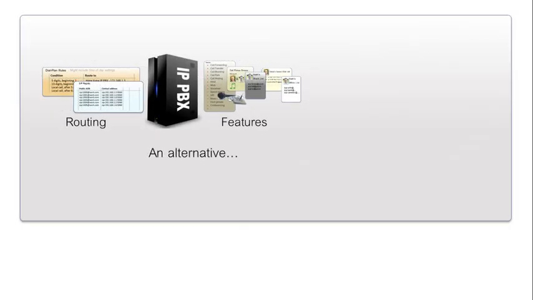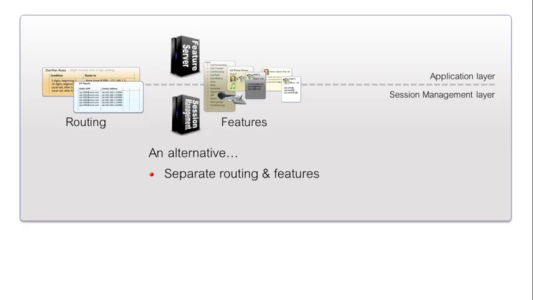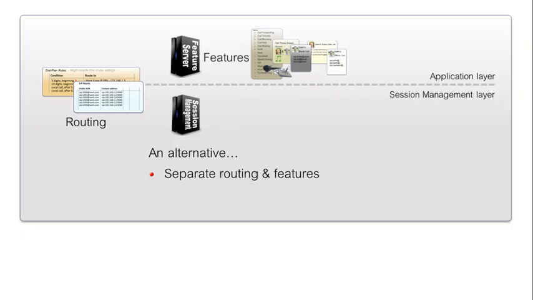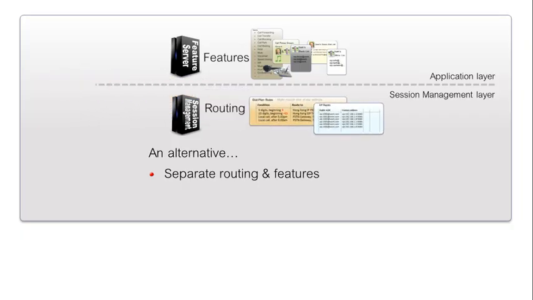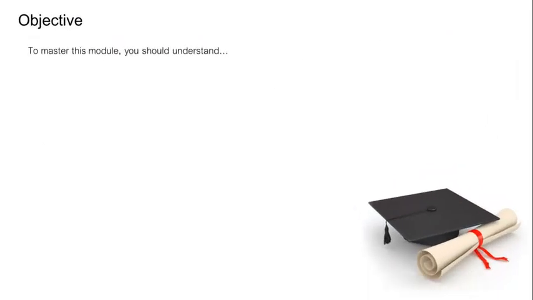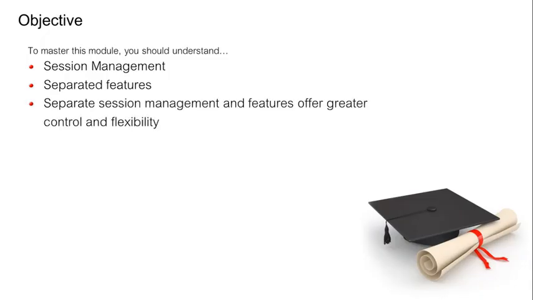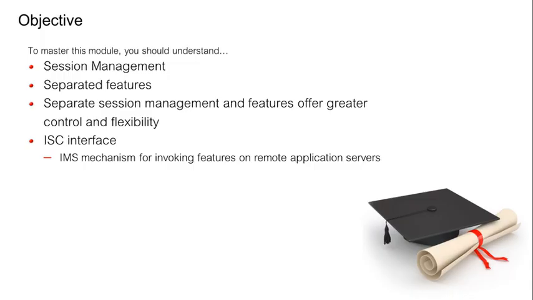An alternative is to completely separate out routing and features from the PBX into two separate components in two logical layers: features at the application layer and routing at the session management layer. Now, in this lesson, we'll discuss session management and separate feature servers. By the time we're done, you should understand the notion of session management and separate feature servers and how together they offer greater control and flexibility. We'll also touch on the ISC interface, a standard IMS mechanism for invoking features on remote application servers.